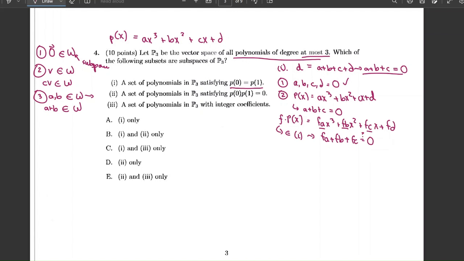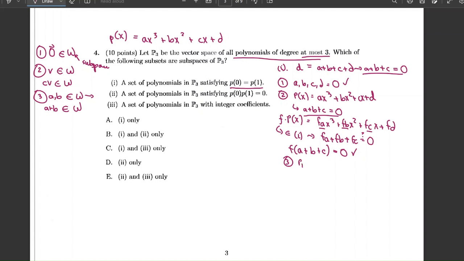Well, hopefully you can see that this is just doing f times a plus b plus c, which we already know is 0 because p of x is in the subset. So this means that it is equal to 0. So our second requirement, closed under scalar multiplication, is satisfied. Now our third requirement is that it's closed under addition.